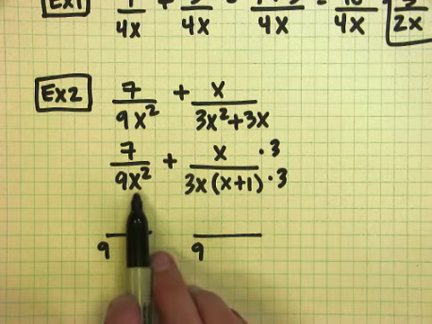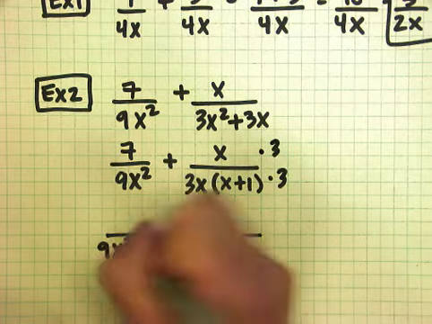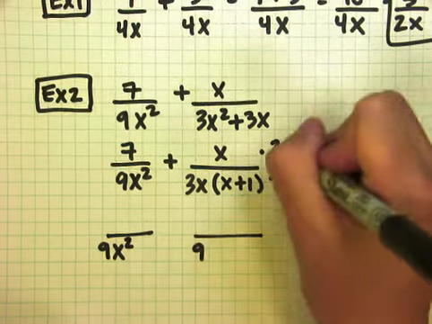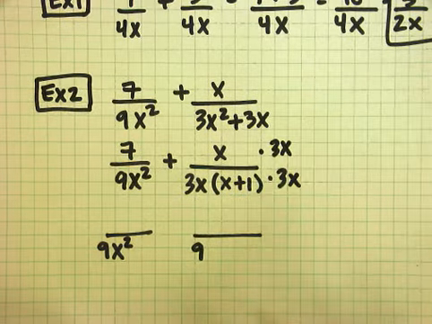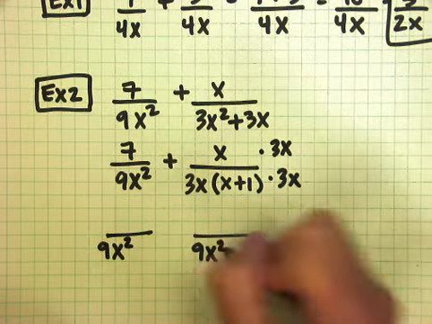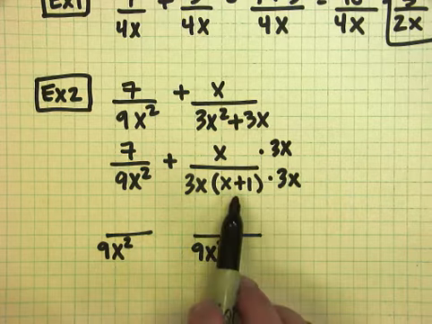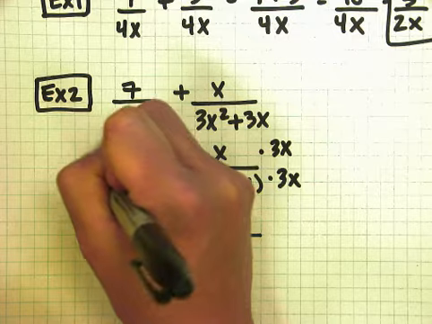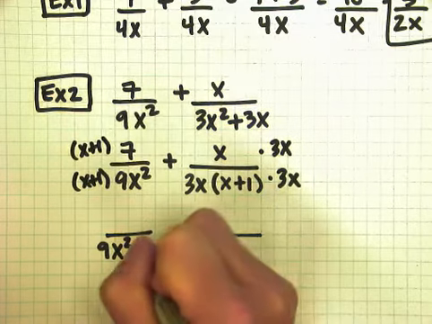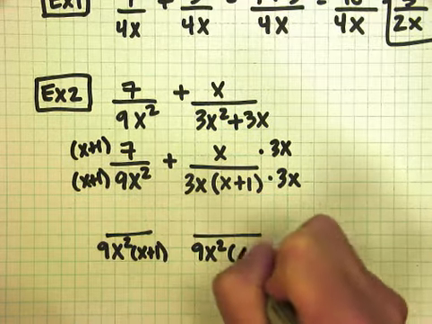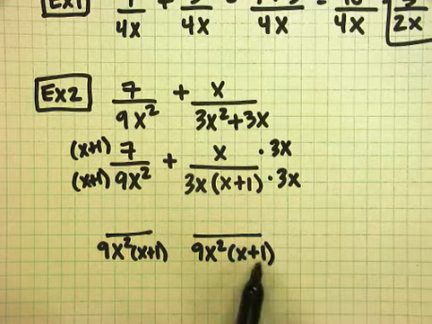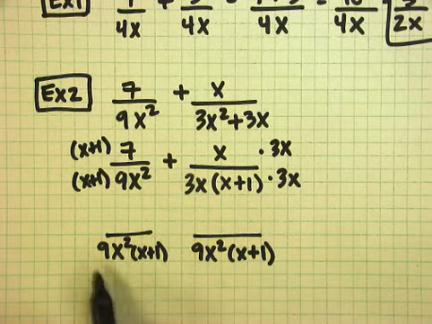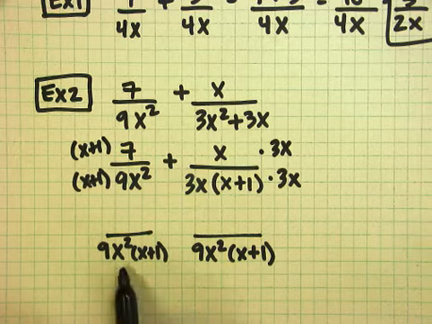I also need an x squared, so I'm going to write x squared here. Now this already has an x squared, but this right now just has a plain x out in front. So I'm going to have to multiply by x on top and on bottom. That's going to give me my 9x squared. Finally, this one over here has an x plus 1, and this one doesn't. So I'm going to have to multiply top and bottom by x plus 1 so that both fractions have x plus 1 in the bottom. So now they both have what the other one had. We have a 9 in both, an x squared in both, and an x plus 1 in both.